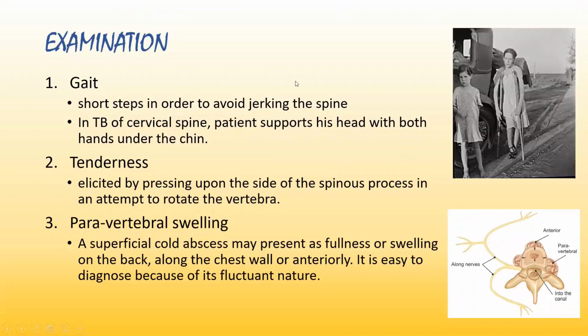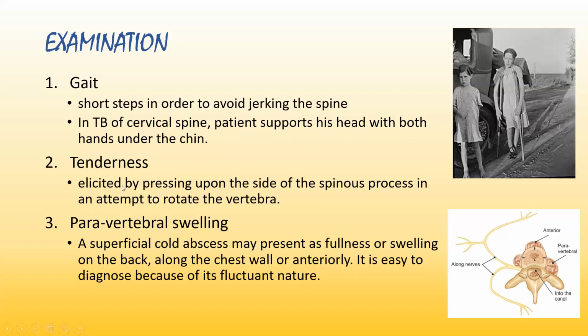Examination. The aim of the examination is to pick up findings suggestive of tuberculosis of spine, to localize the site of lesion, to find skip lesions, and to detect any associated complications like cold abscess or paraplegia. Gait: first of all is gait, short steps in order to avoid jerking the spine. In this picture, we can see the girl is taking short steps. In TB of cervical spine, the patient supports his head with both hands under the chin.